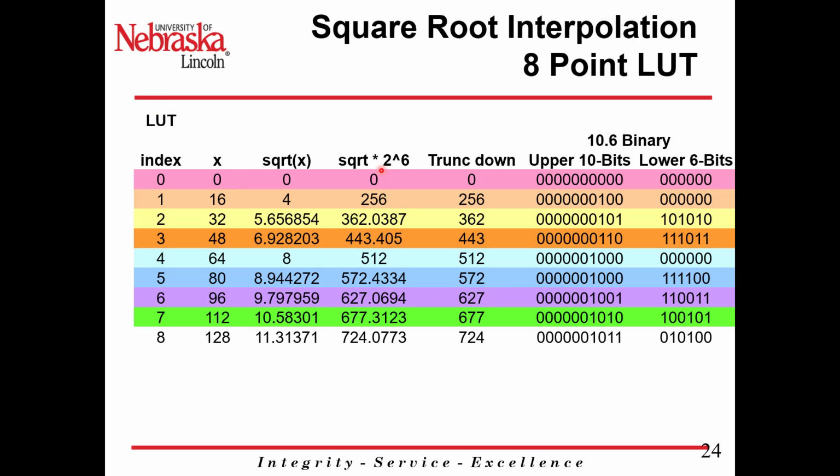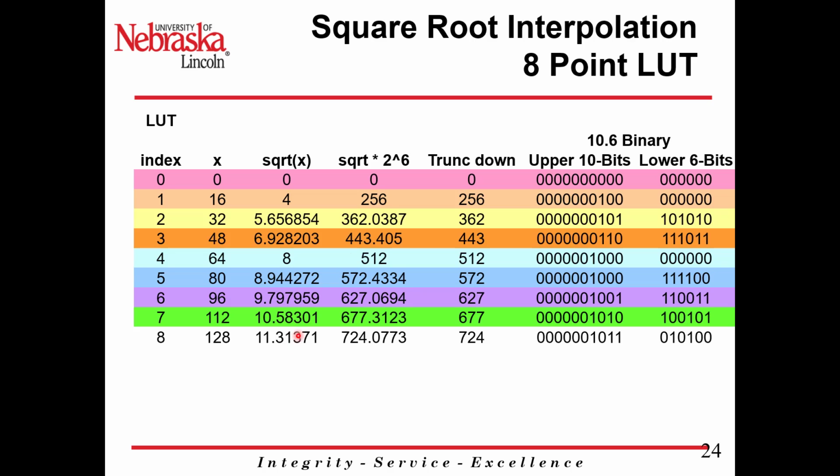Then we can actually take that table and extend it to an 8-point lookup table instead of a 4-point lookup table, and then we can extend the bits to be using a 10.6 binary number instead of a 2.6 binary number. This will be more in line with what we're going to be learning about when we actually do our example of linear interpolation. So for this one, go from x equals 0, and then 16 to 32, 48, 64, 80, 96, 112, and 128, and we're calculating all the actual square roots.